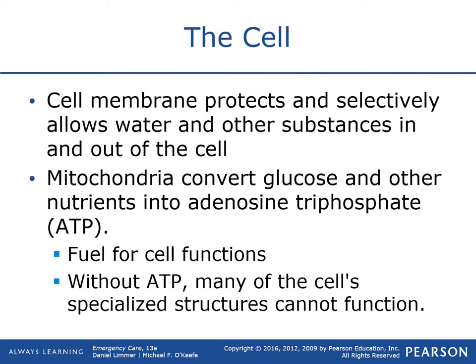That's a common saying of people who've taken high school biology, because this is one of the very top most important structures of the cell that we need to know to understand how cells work. So the mitochondria converts glucose, which we're going to talk about at length today, and some other nutrients into a thing called ATP. The long name is adenosine triphosphate.